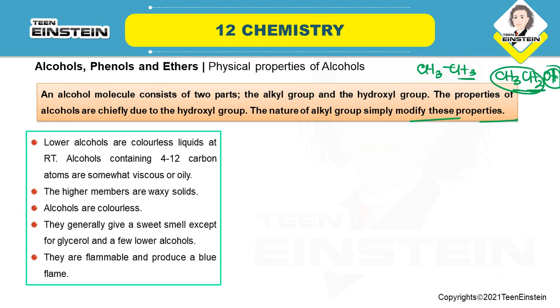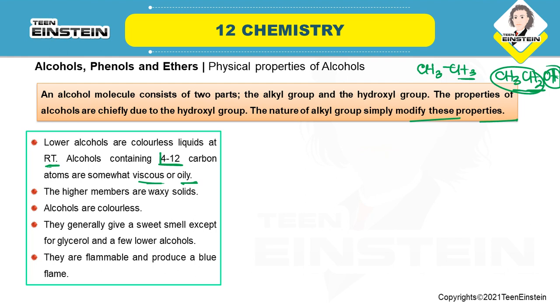Here, the lower alcohols, if we consider, lower alcohol means suppose CH3OH, then CH3CH2OH, that is, the first members. They are liquid at room temperature. Under normal conditions they are in the liquid state. And alcohols containing 4 to 12 carbons, that is, up to 3 is methanol, ethanol, propanol, 3 carbons maximum. These 3 are alcohols. Now when you go from 3 to 4 and then 5, 6, 7, 8 up to 12 carbon atoms, they are somewhat viscous in nature or oily. So it is still liquid, but the liquid nature is now becoming more viscous, more dense, more oily.